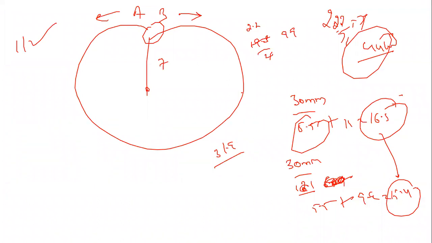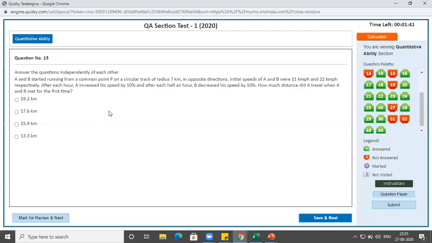4 plus 8.1, right? 12.1 has to be covered. And from 16.5, it was 15.4. So yes, we will definitely do it in this next 30 minutes. What will happen in the next 30 minutes? Now A's speed has increased by 10%. So now the speed of A is 12.1.